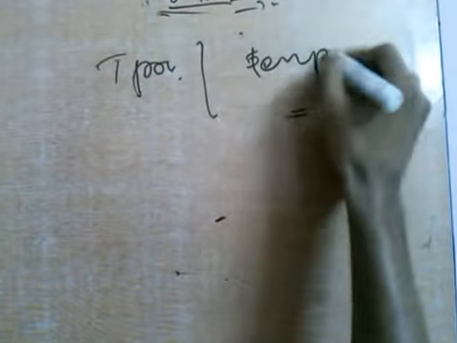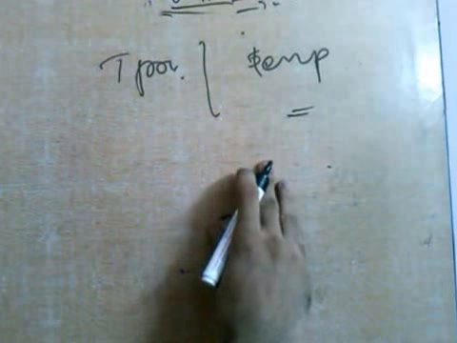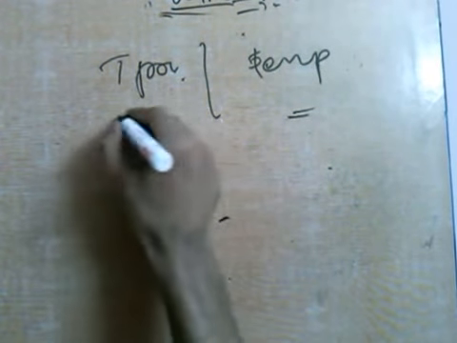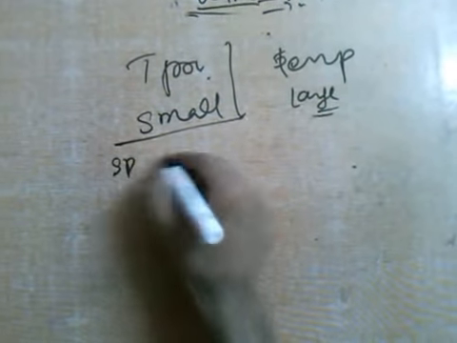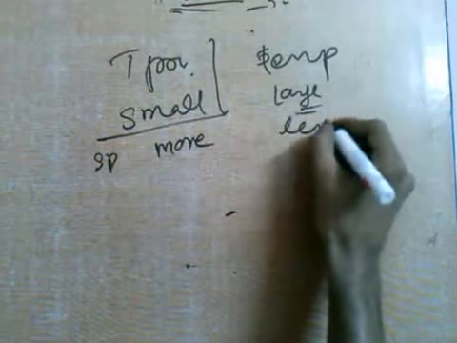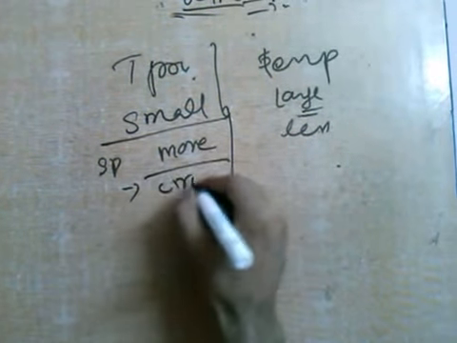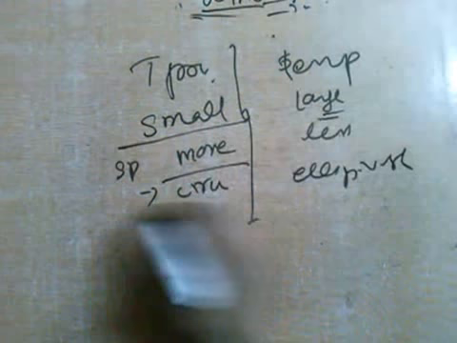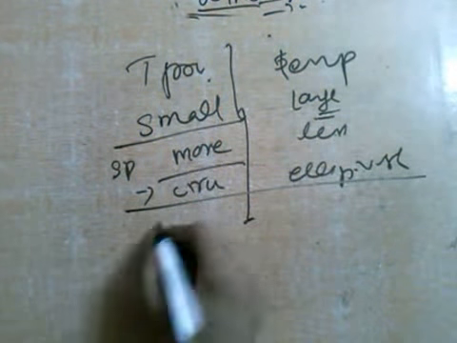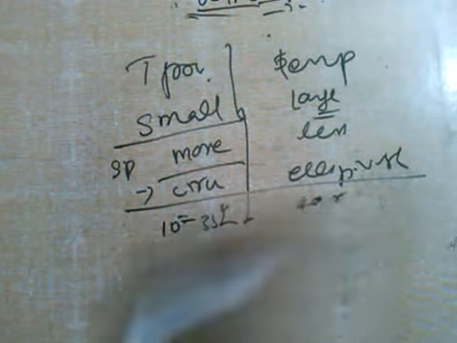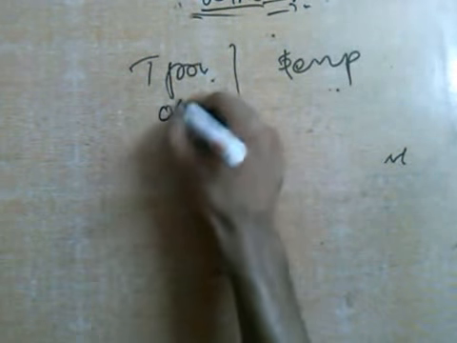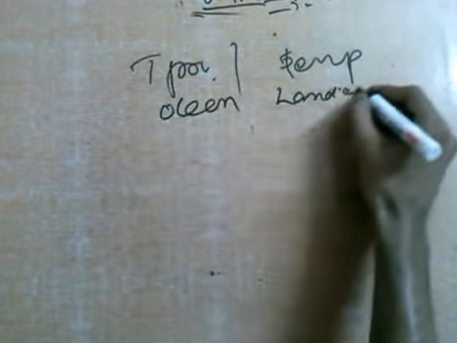So what are the differences between tropical and temperate cyclone? Tropical cyclone is small in size, whereas the temperate is larger in size. Speed wise, tropical has more speed, temperate has less speed. Tropical is circular in shape, temperate is elliptical or V-shaped. Tropical occurs in 10 to 35 degrees latitude, temperate in 40 to 50 degrees latitude. And the most important point is that tropical occurs only in ocean, while temperate occurs on land as well as in ocean.